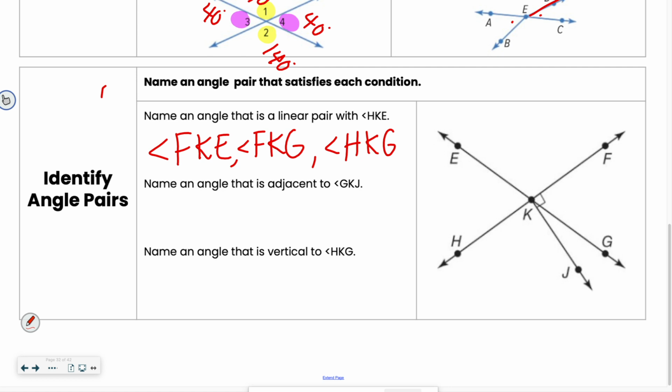Name an angle that's adjacent to GKJ. So we want to share a side with that red angle. Which angle would share a side? FKE. Close. That would share the same vertex. FKG. Yep, FKG would share that side. Someone else have a different one that you see? HKJ. Yep, HKJ. I think there's only 2 on this one.